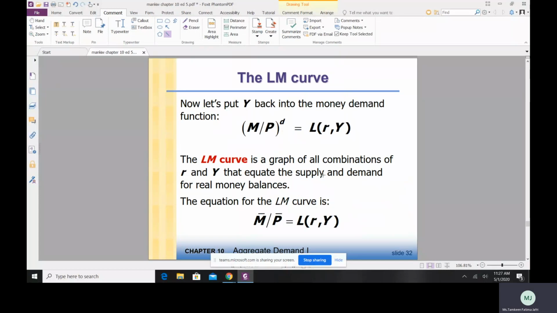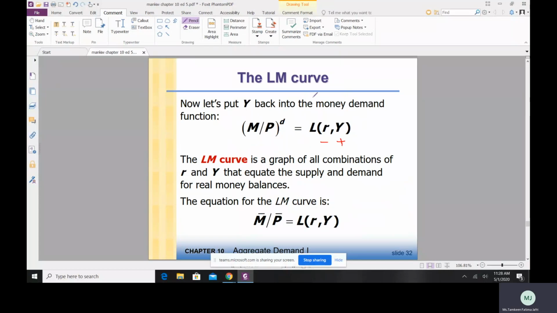Now coming to the derivation of the LM curve. So let's put Y back in the money demand function. If you remember, money demand not only depends upon interest rate, it also depends upon Y. And I've just told you that the relationship between R and money demand is negative. And when Y increases, when your income increases, you would like to buy more goods and services. For that, you're going to demand more money. Hence, a positive relationship between Y and money demand.